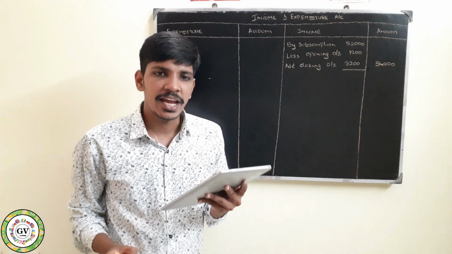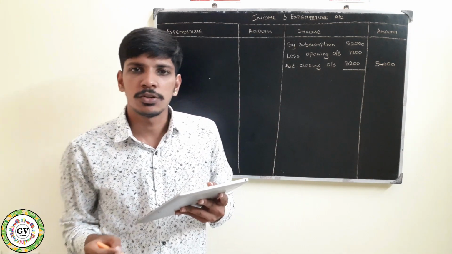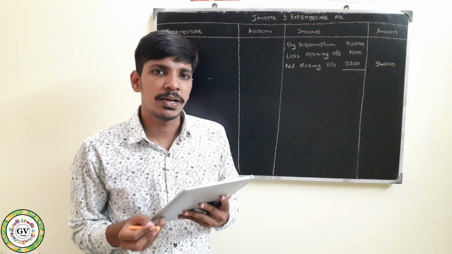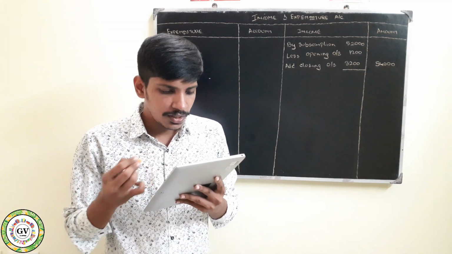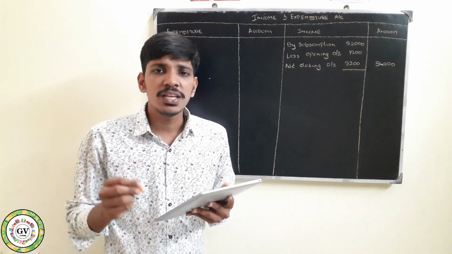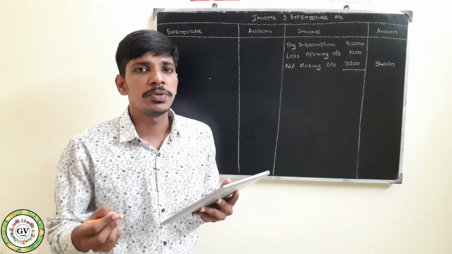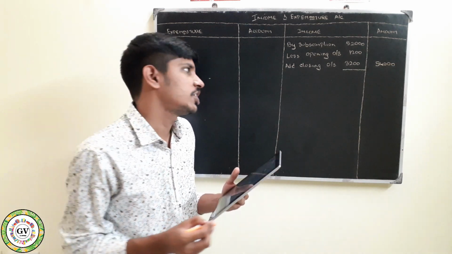And the next thing is the life membership fees. Life membership fees should always be capitalized, so it needs to be shown in the closing balance sheet of the current year. And the next part is the entrance fees. If nothing is given about entrance fees, then it has to be shown on the credit side of the income and expenditure account.